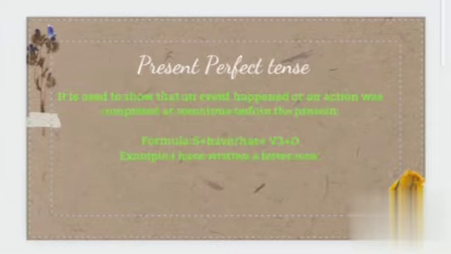Present perfect tense. It is used to show that an event happened or an action was completed at some time before the present. Formula: subject plus have/has plus V3 plus object. Example, I have written a letter now.